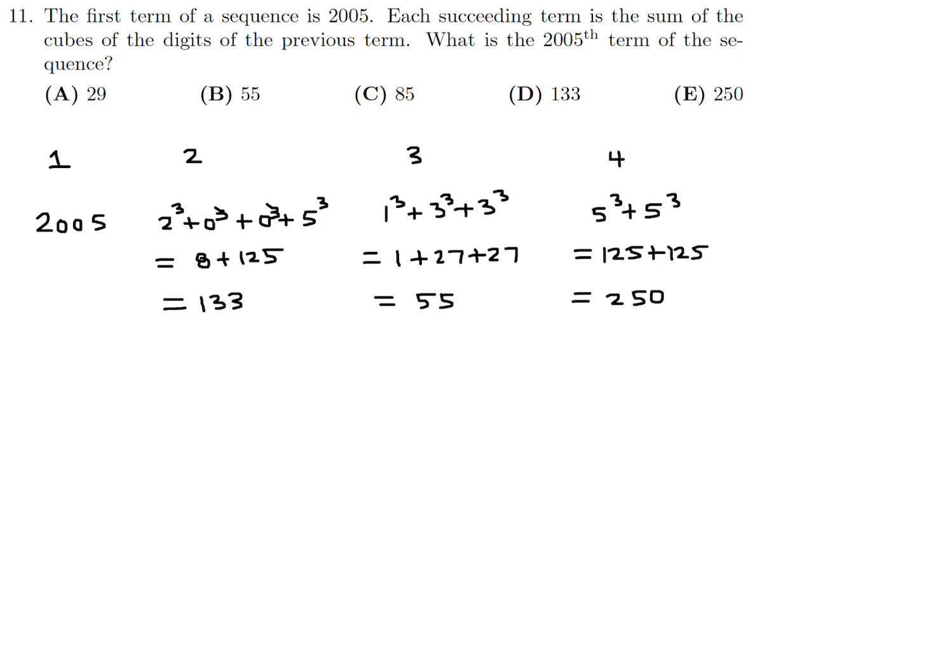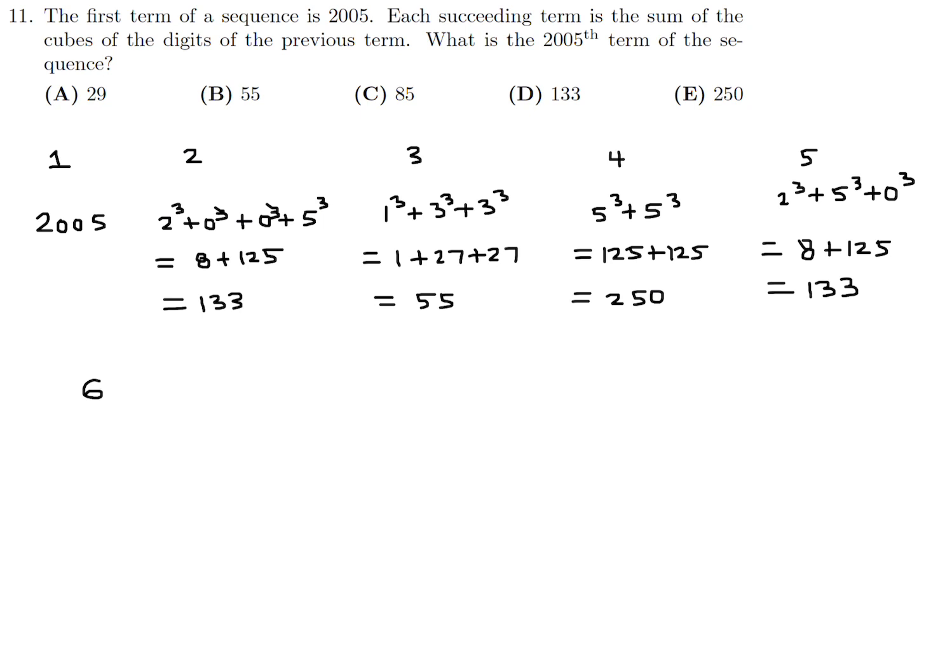The fifth term: 2 to the power of 3 plus 5 to the power of 3 plus 0 to the power of 3. 8 plus 125, and that's 133. Okay, perhaps this is a pattern. Let's just do one more.